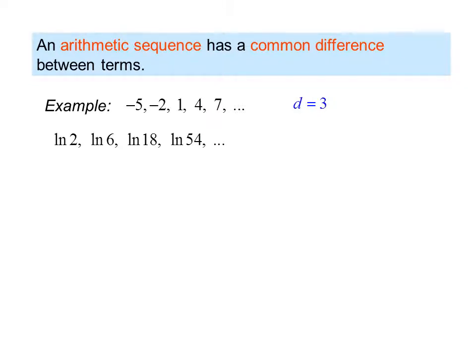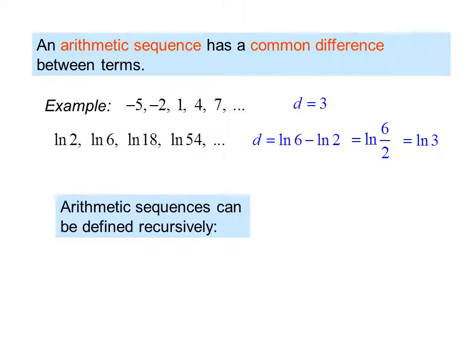The sequence ln2, ln6, ln18, ln54 is not as obviously an arithmetic sequence, but it does have a common difference. If we take ln6 minus ln2, that can be rewritten as ln of 6 over 2, or ln3, and we find that same common difference between each succeeding term.